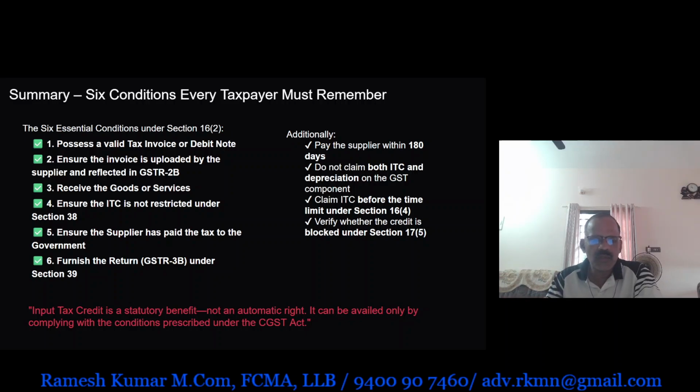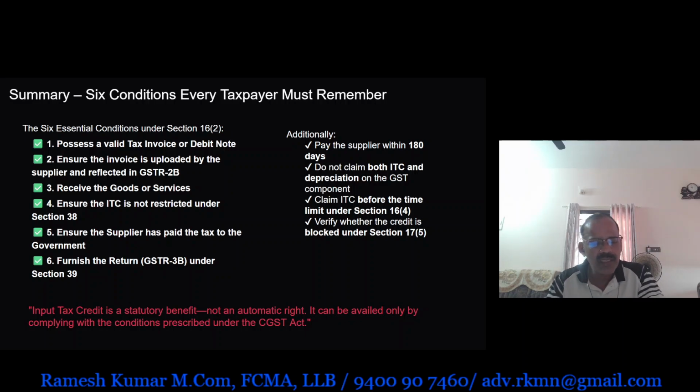Fourthly, ensure the credit is not restricted under section 38. Fifthly, ensure that the supplier has paid the tax to the government. You have to check it up with the supplier. And lastly, file your GSTR 3B. That is the most important thing. You have to file your GSTR 3B to claim and use ITC to set off your output GST liability.